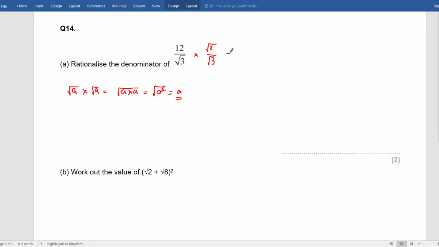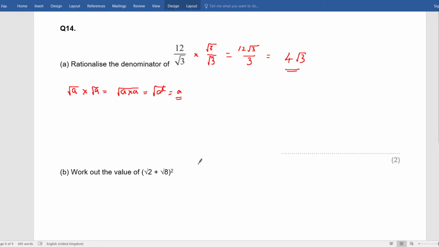So root 3 times root 3 is 3 times 3, which is 9, and the square root of 9 is going to give me 3. And then on top we've got 12 root 3. Now, 12 goes into 3, sorry, how many 3s go into 12? It's 4. And we can simplify this by writing it as 4 root 3. Done. Simple. So once you've got that rule mastered, rationalizing is not a problem.